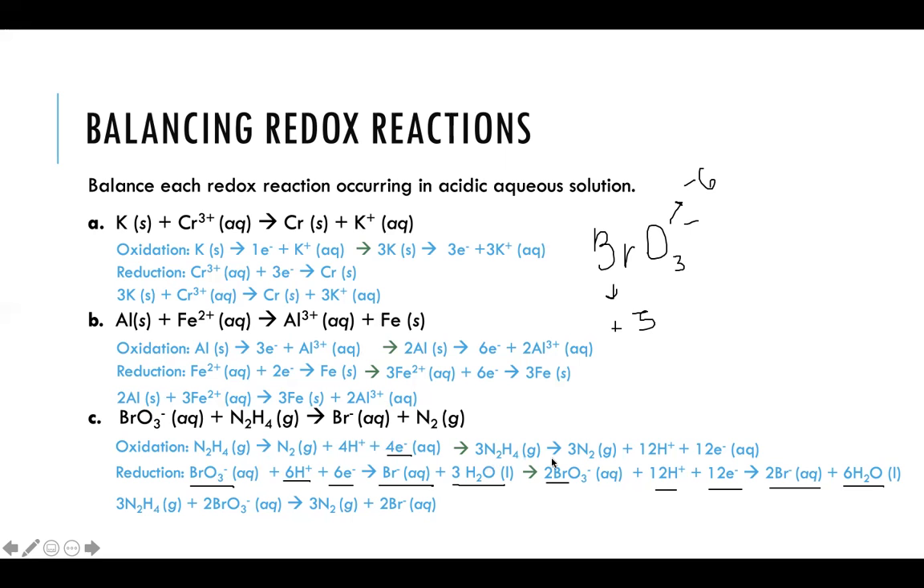And so, okay, our N2H4 is not going to cancel, neither is our BrO3, but our protons are going to cancel, and so are our electrons. And so our final reaction, I don't think it's here, but it should be 3 N2H4 plus 2 BrO3 negative yields 3 N2 plus 2 Br minus, and then you would actually have plus 6 H2O on this side as well. I just need to include that. Are there any questions about that?